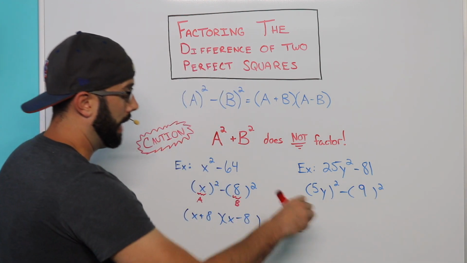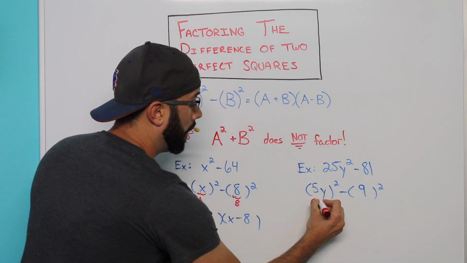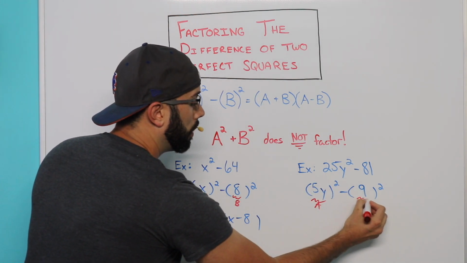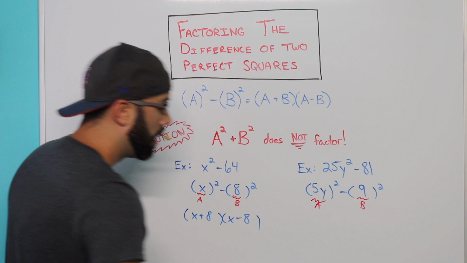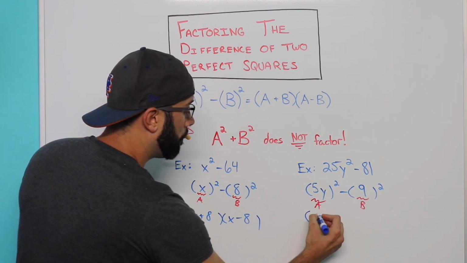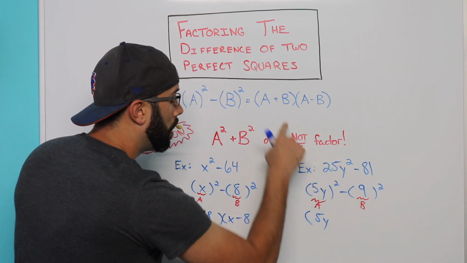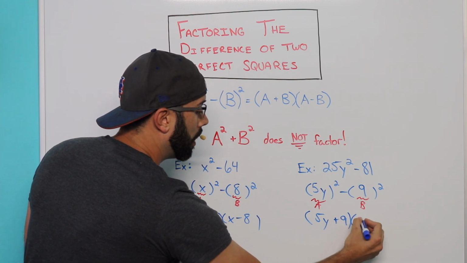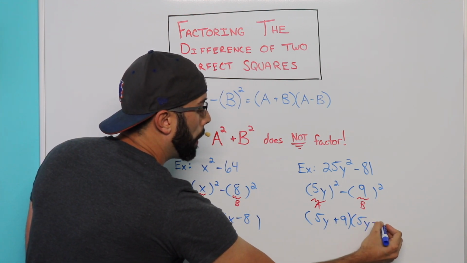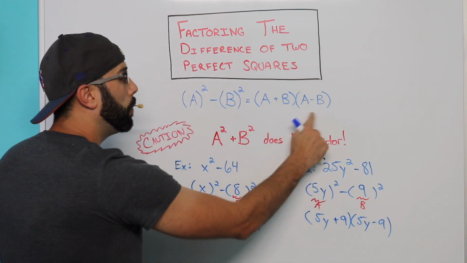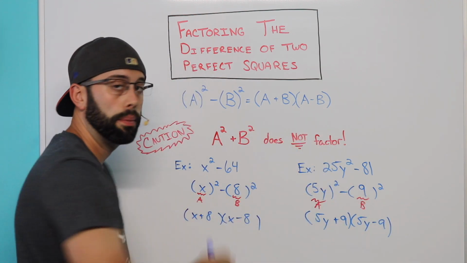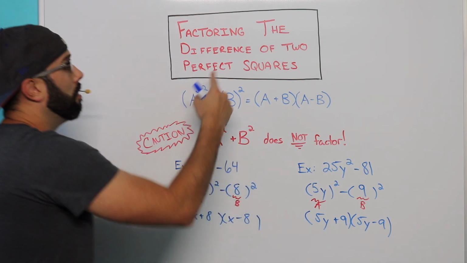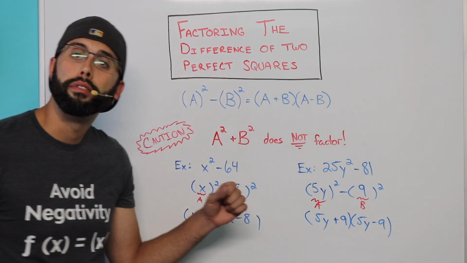Alright, now, so it can be written as a difference of squares, which means it's not in factored form right now, but we label that our a and our b, and we go right here, okay, so 5y plus 9, 5y minus 9, just following this right here. If you label, it helps. That is a difference of two perfect squares, factoring them.